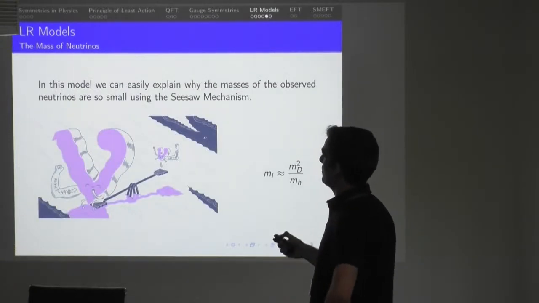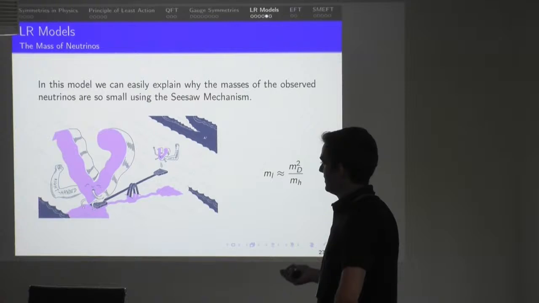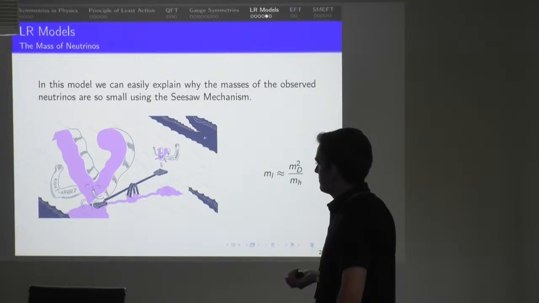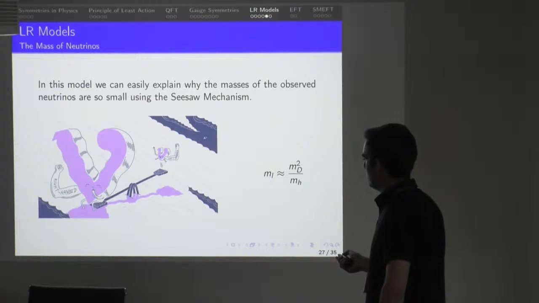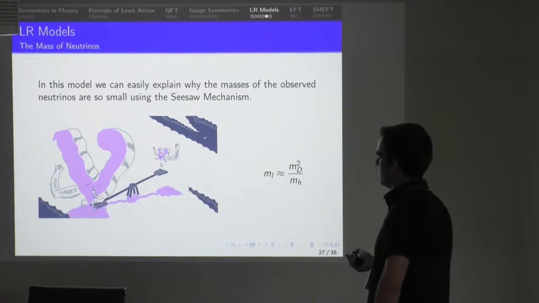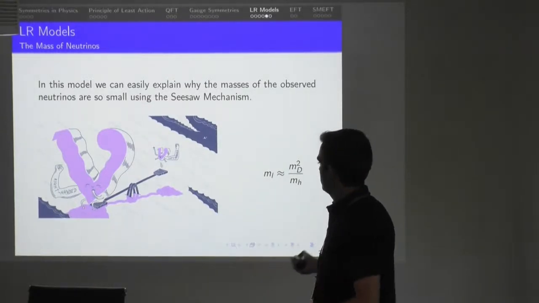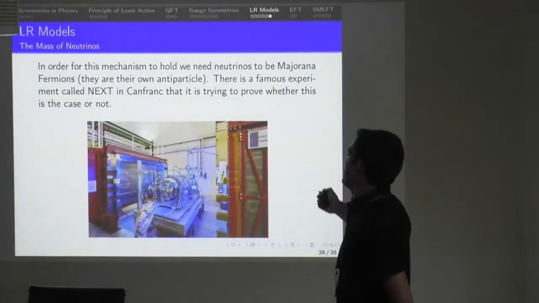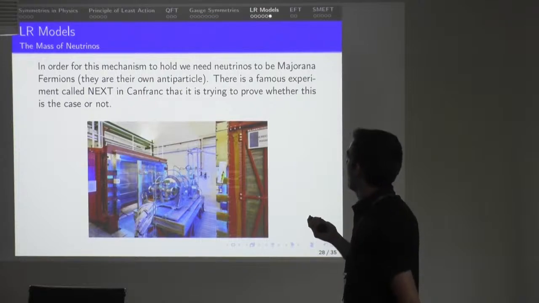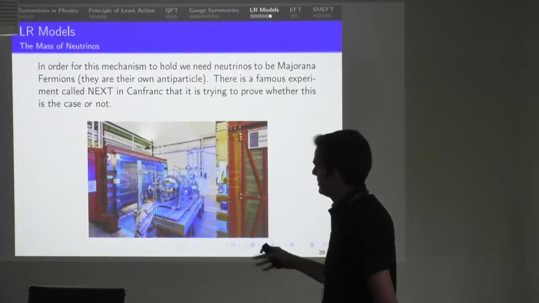But, for example, in this model, we can explain easily the masses of neutrinos using the seesaw mechanism. It is very simple. The higher the mass of the right-handed neutrino, the lower the mass of the left-handed one. And this is the formula. The mass of the light neutrino is approximately equal to the Dirac mass, which is of the order of the mass of the electron, divided by the mass of the heavy neutrino. And that's all. Indeed, if we want this model to hold, we need neutrinos to be Majorana fermions. They are their own antiparticle. That's all that it means.